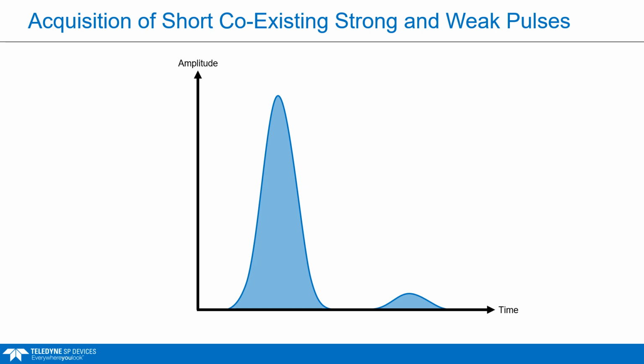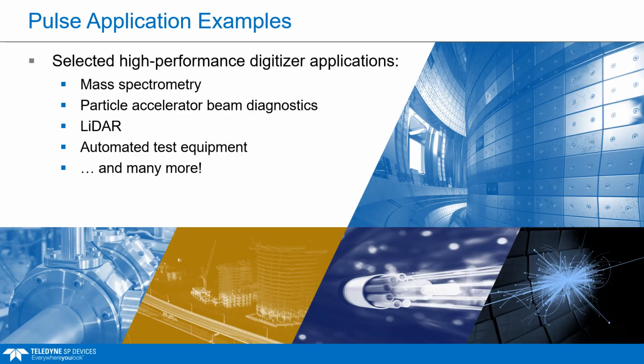This example shows a unipolar signal with only positive polarity. However, this method also applies to pulses with negative polarity and/or bipolar signals. Here are some example applications where ADQ35 PDRX excels: mass spectrometry, beam diagnostics, LiDAR, and more.